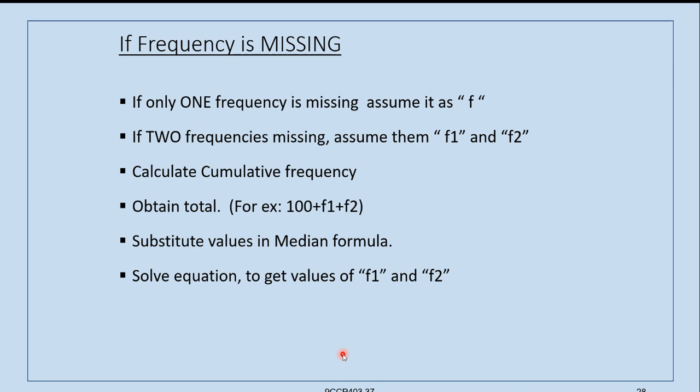Now, assuming these values, the next step will be to calculate the cumulative frequency as it is and obtain the total. For example, if two frequencies are missing, this type of total frequency you will be getting. That is, for example, 100 plus f1 plus f2, like this.